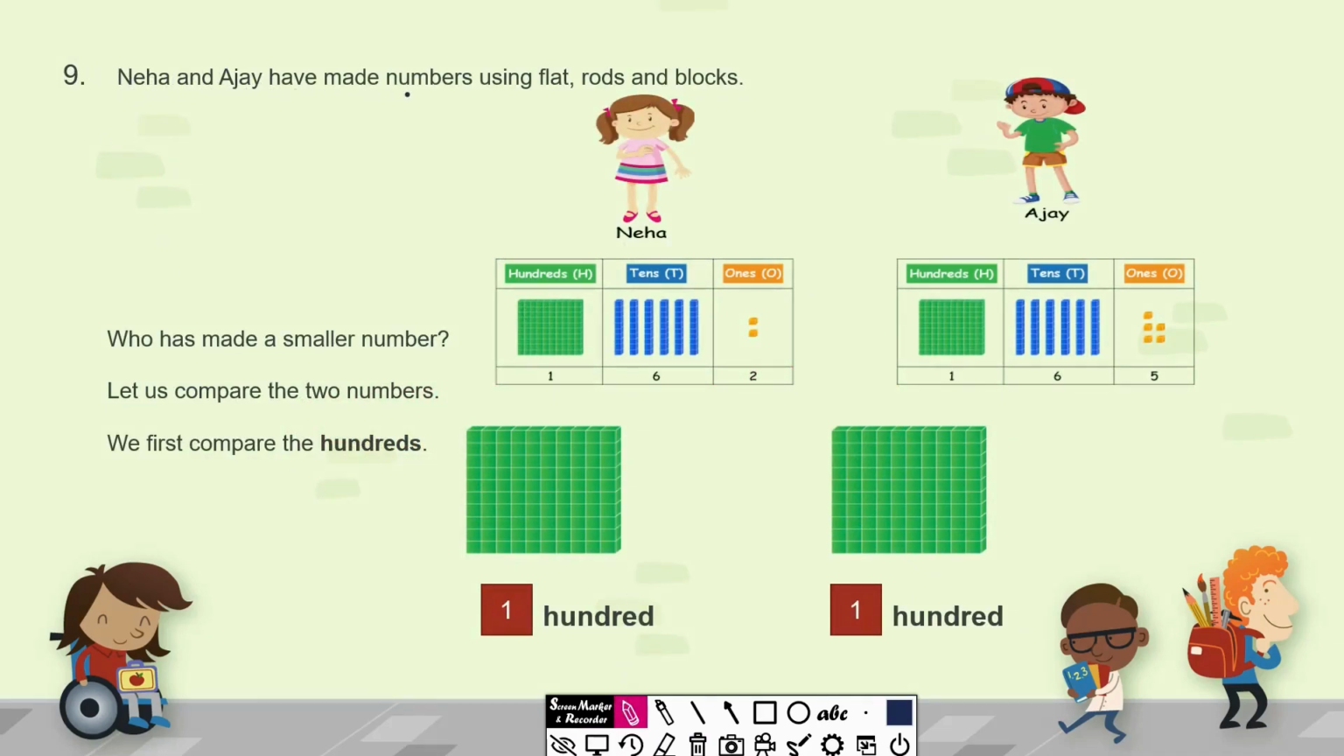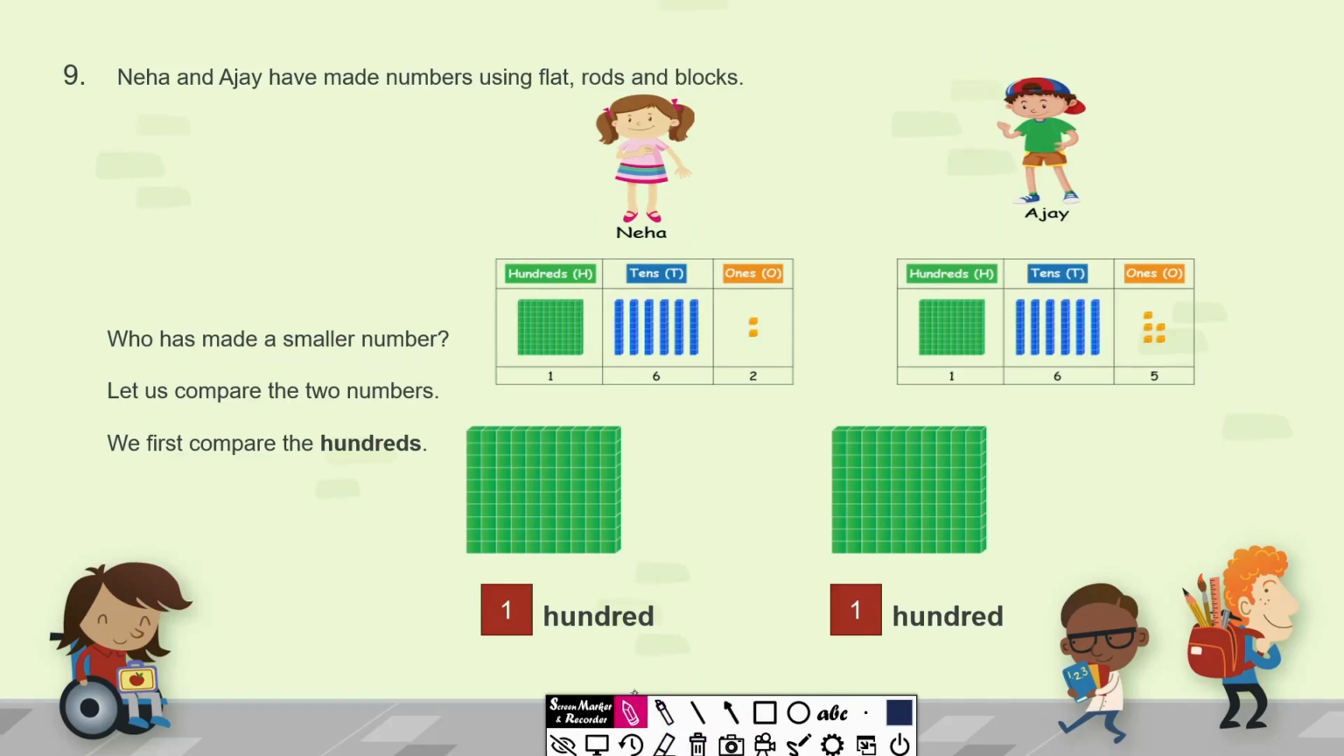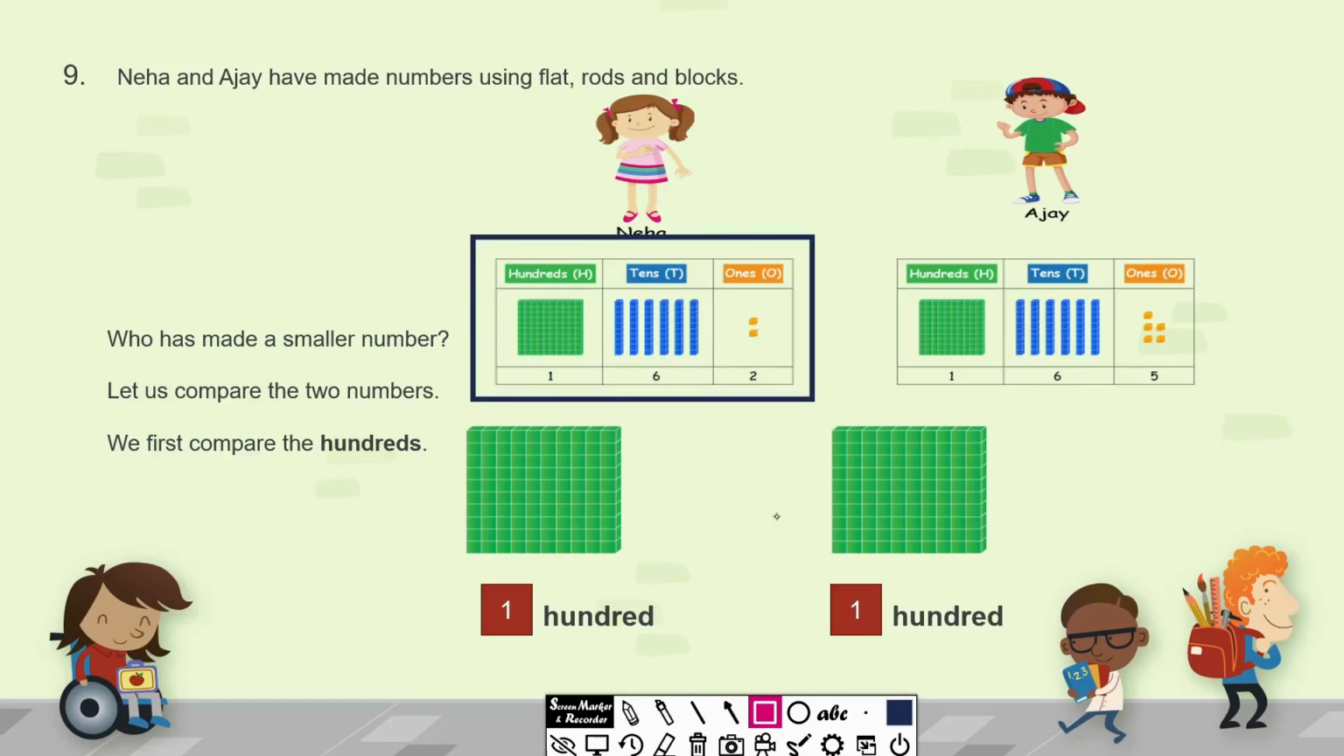Neha and Ajay have made numbers using flats, rods and blocks. This is Neha and this is Ajay. Now, who has made a smaller number? Let's compare these two numbers. This is the number made by Neha, right? And this is the number made by Ajay. Now, tell me, what we need to do at first? We need to compare the number of flats, rods and the blocks.